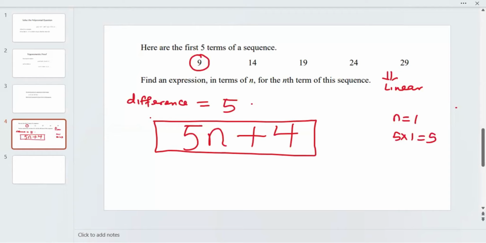Now let's confirm if our nth term is right or wrong. So if I pick the first term, 5 times 1 is 5 plus 4, that gives me 9. 5 times 2 is 10 plus 4, that gives me 14. 5 times 3 is 15 plus 4, that gives me 19. So I'm very sure that by the time you continue for all of the numbers in your sequence, they are going to be satisfying what we have for an nth term.